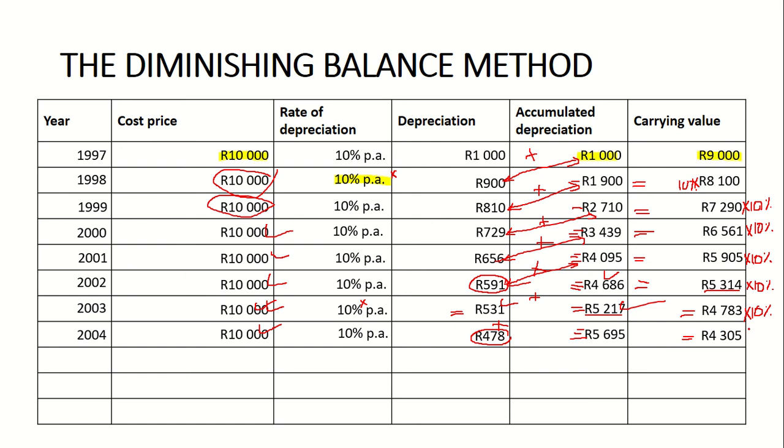To get the depreciation for 2005, I will take 2004 carrying value multiplied by 10%. It'll give me 431. Accumulated depreciation is 5,695 plus 431. And my carrying value at the end of the year will be 10,000 minus 6,129. It'll simply give me the carrying value for 2005. And it continues just like that, guys.